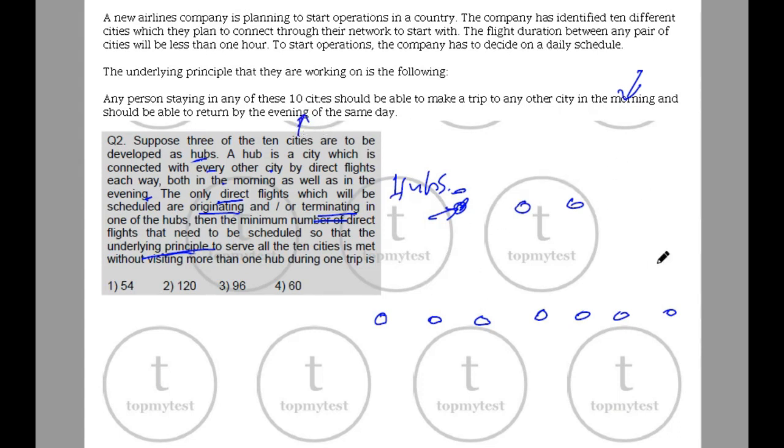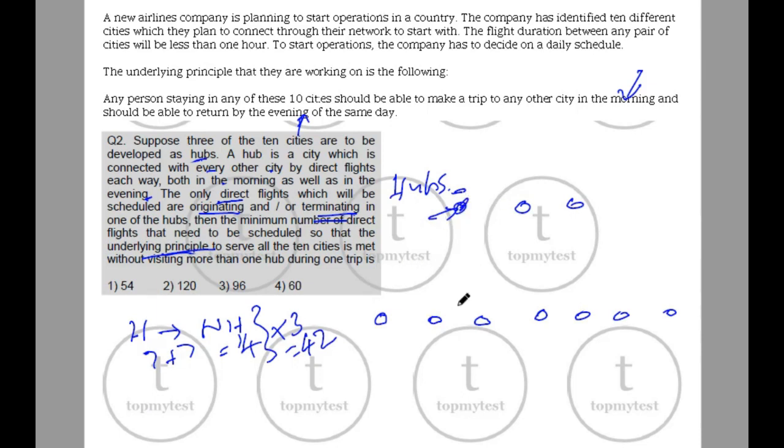Now there are 2 scenarios. One is from hub cities to non-hub cities. Let's see how many flights there are from hub cities to non-hub cities. In one direction from hub to non-hub, each hub will have 7 flights and the return flights will also be an additional 7. So 14 flights from each of the hubs connecting the other cities in the morning. One from the hub to the destination city and second from the destination city to the hub. There are 3 such hubs. So 42 morning flights should be there, which are between hubs and non-hub cities.